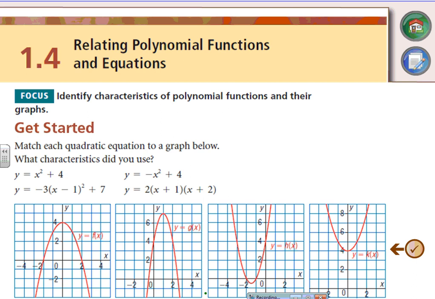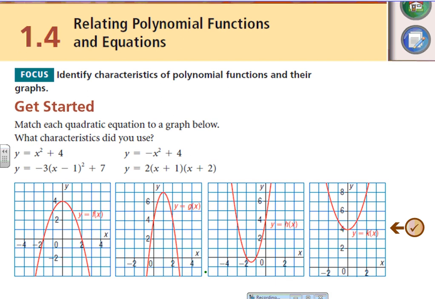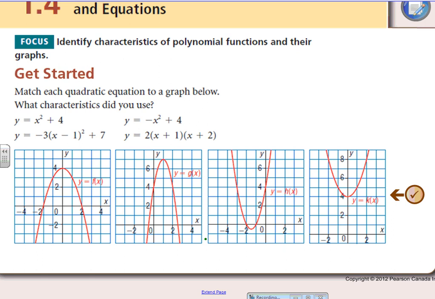Right, polynomials 1.4. We're now looking at relating the functions to the equations and the graphs. We're going to be looking at that as well. So if you haven't already done so, please do this now. Match the graph and the equation together, and try to do it without punching it into your calculator. Try to look at the equation and see what graph we come up with, and then look at what characteristics led you to that graph.